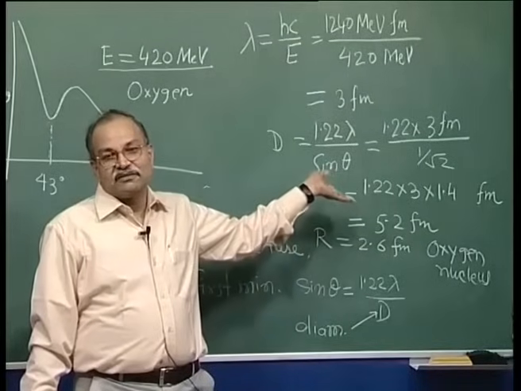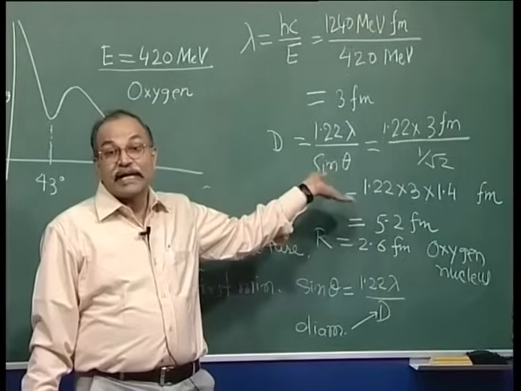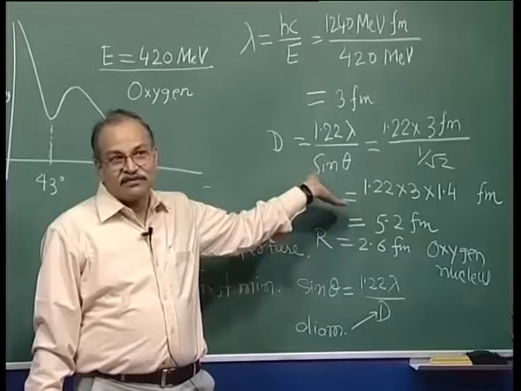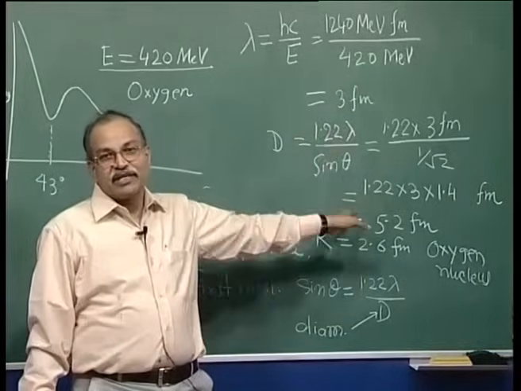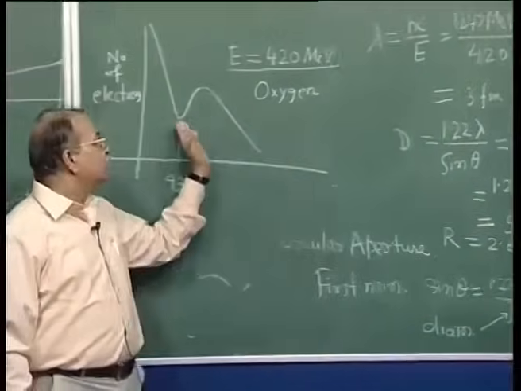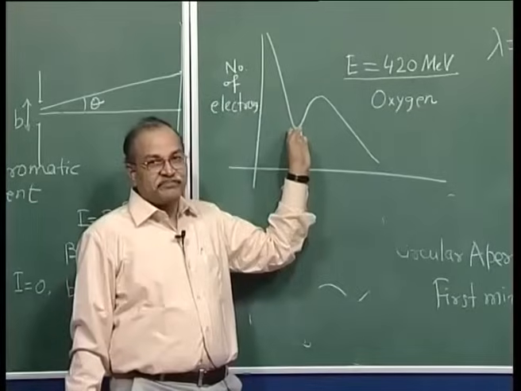which will give you 0 again. If you calculate, sin theta will come out more than 1, and from there you know that you should get only 1 minimum, and you do get only 1 minimum.